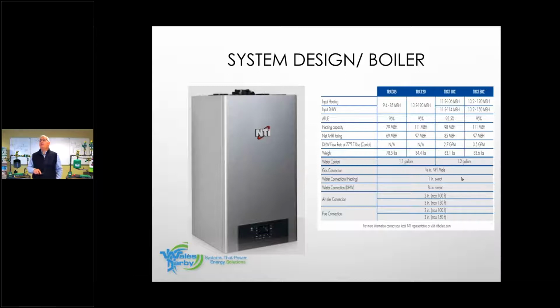So every boiler manufacturer is going to give you a spec sheet that's going to give you a tremendous amount of information. It's going to give you the input heating. It's going to give you what the boiler can do for domestic hot water if it's a combi. It'll give you an AFUE rating, okay, it's efficiency rating. It'll give you a heating capacity and a net AHRI rating, which if you've been in the business a long time, that was also known as net IBR, okay? And we're gonna understand right now what all these numbers mean.